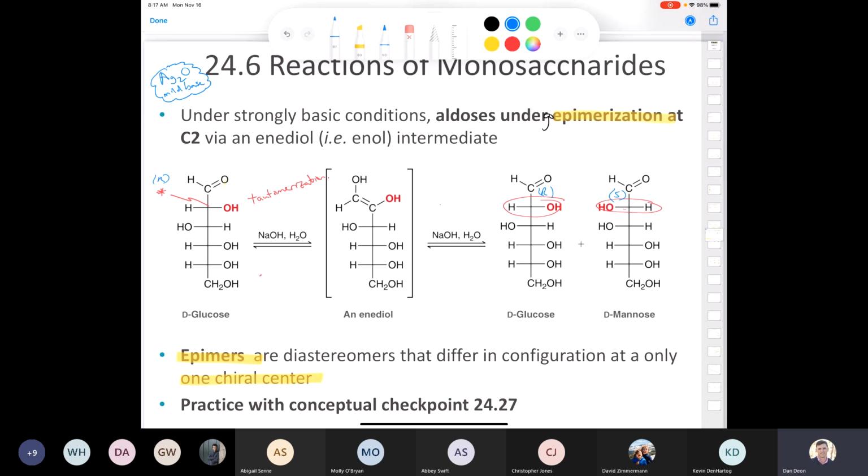This is why if you were to try to do a Williamson ether synthesis with glucose, which only exists partially in the open chain form, and you were to treat that with sodium hydroxide, you're going to get epimerization, and then you're going to end up with a mixture of products. So not really handy, and that is why you have to use silver oxide.